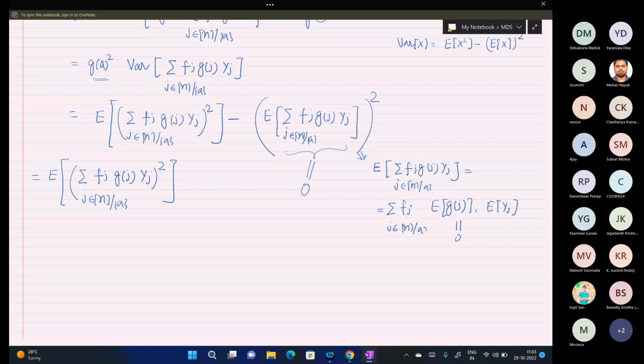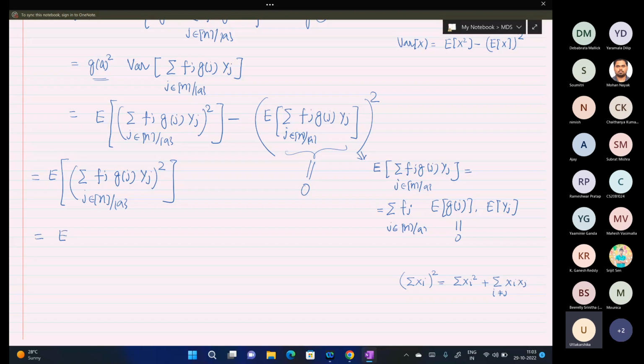So how to proceed further? Okay, so this is basically something like sigma xi square. So we'll just expand it as sigma xi square plus sigma i not equal to j xi xj. Right, so we'll apply the same thing over here.